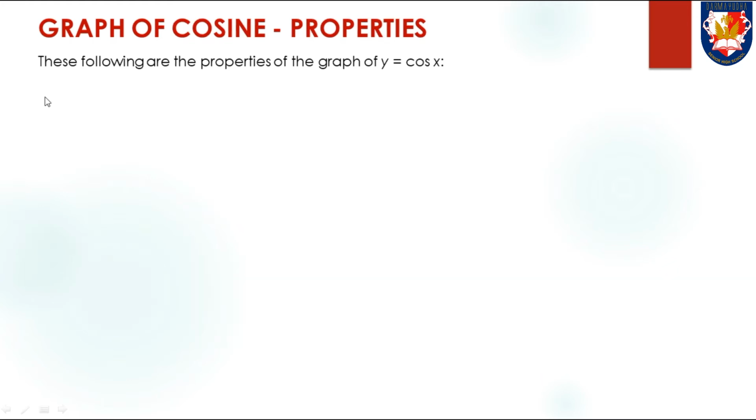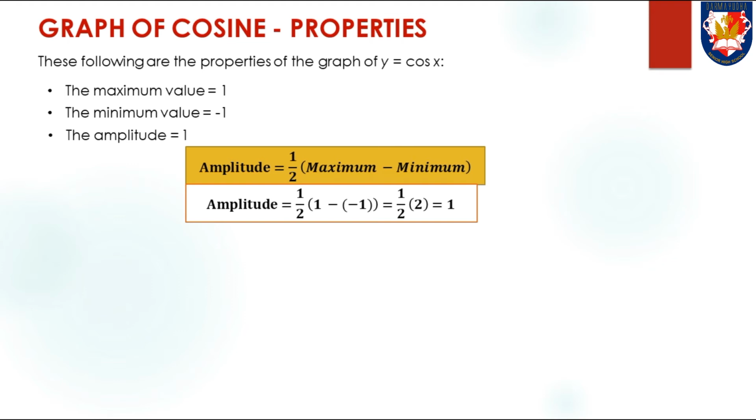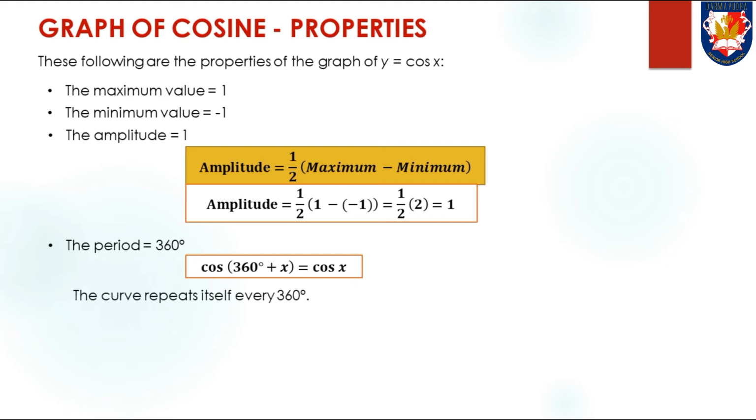We have the following properties of y equals cosine x. The maximum value equals 1, the minimum value is negative 1, and the amplitude equals 1 using the formula of amplitude. The period is 360 degrees because cosine of 360 degrees plus x equals cosine x. The curve repeats itself every 360 degrees. The graph of y equals cosine x is symmetrical about the y-axis.